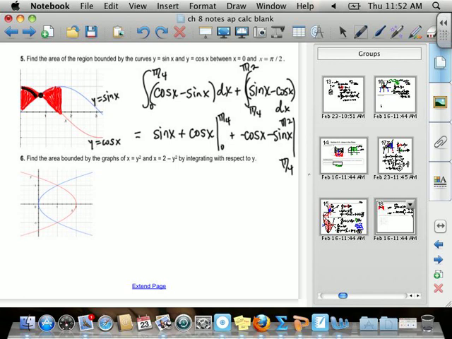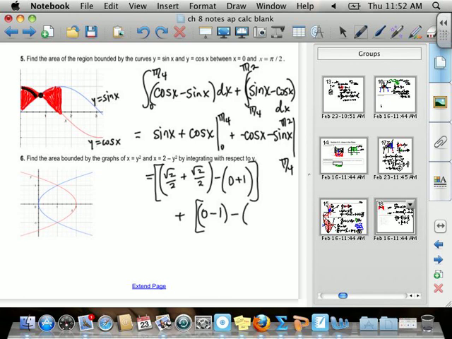Now, if this was on the non-calculator portion, you better hope you know your unit circle, right? So sine of pi over 4 is square root of 2 over 2. Cosine of pi over 4 is square root of 2 over 2. Sine of 0 is 0. Cosine of 0 is 1. So that's the first part. Plus cosine of pi over 2 is 0. Sine of pi over 2 is 1. So I have 0 minus 1 minus negative square root of 2 over 2 minus square root of 2 over 2.